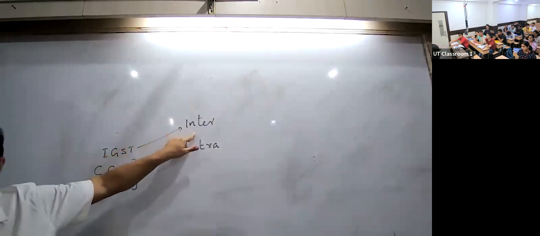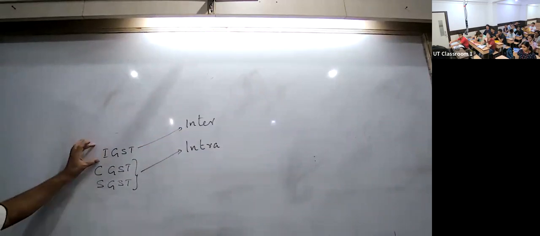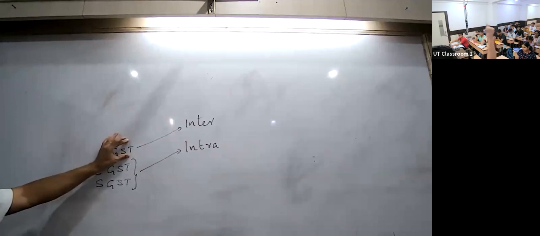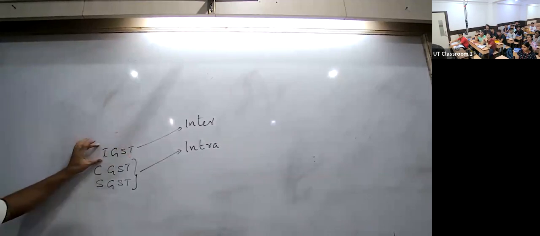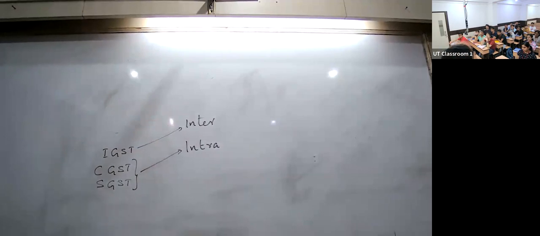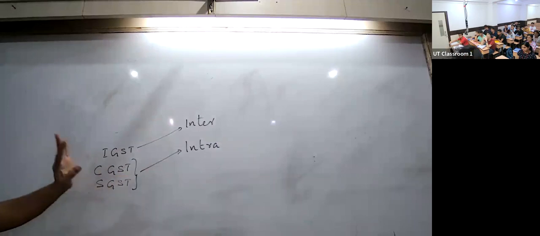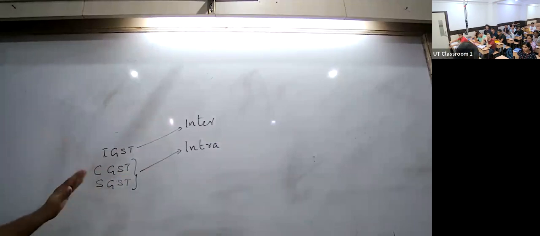Now, what is the meaning of interstate? I am going from one state to another place. That means this tax is needed by the central government, state 1 and state 2. So instead, the central government takes all the money and distributes the share to each state. That is not required for you, I just explained it to you.